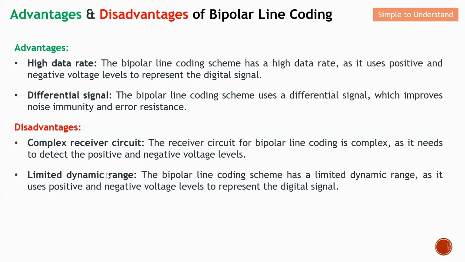Next, we are going to have a limited dynamic range. The bipolar line coding scheme in fact has a limited dynamic range as it uses both the positive and negative voltage levels to represent the digital signal. With this, that's all I have for you for this Series A and Series B discussion on the different types of line coding. In my last part, I simply explained the advantages and also the disadvantages of the different types of line coding.